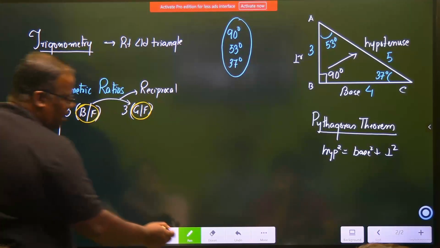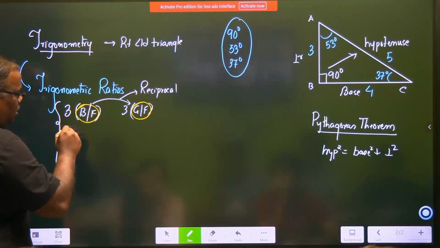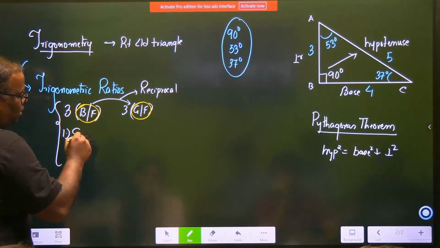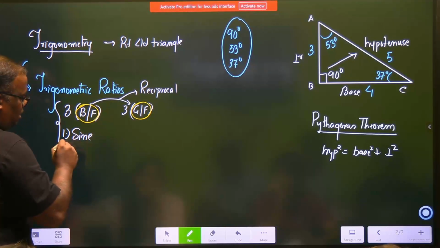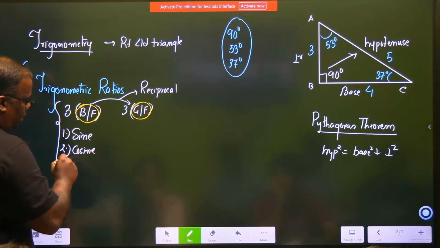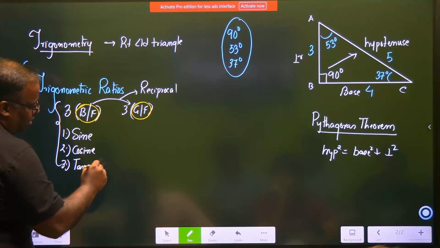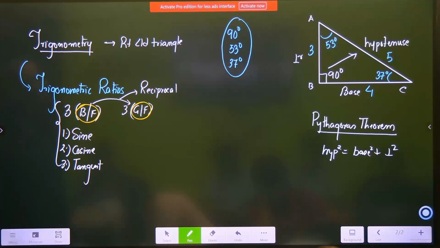So I will have 3 trigonometric ratios and 3 reciprocals. The 3 trigonometric ratios we say are trigonometric functions, which we say the sine function. Then another will be known as the cosine function. And the third will be known as the tangent function. Sine, cosine, and tangent. Maybe a little bit Greek and Latin as of now, but they will get clear.